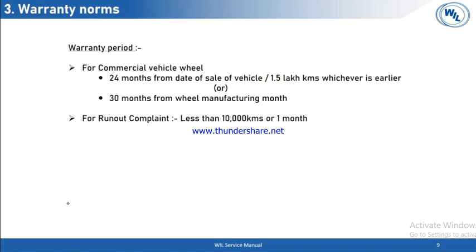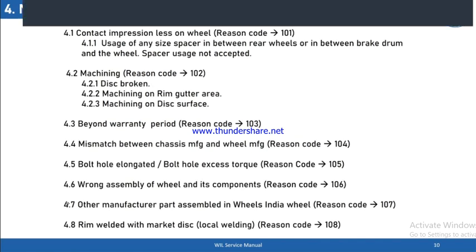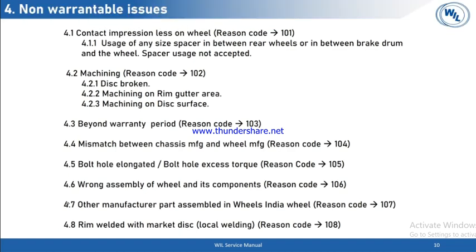Yeah. Next slide. And in the below slides, Ashwin will explain what are the non-warrantable issues. I'll just go through one by one. First, there's contact impression loss. That is reason code 101. Usage of spacer, like what the details, shared with photographs and everything. And machining: disc broken, machining on rim gutter side, machining on disc surface.